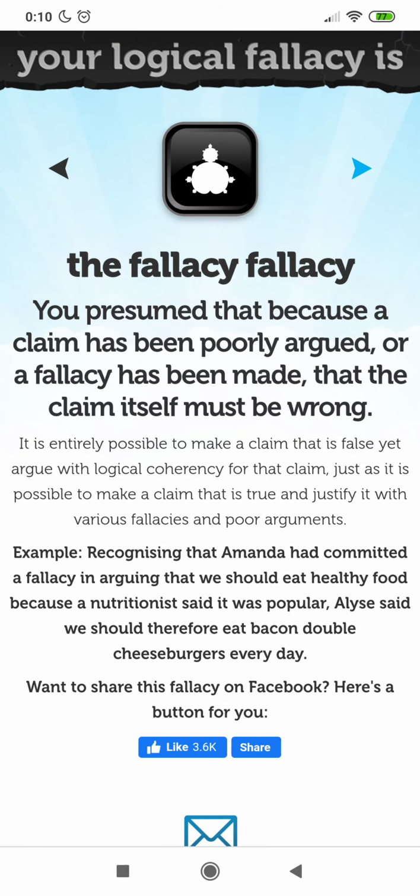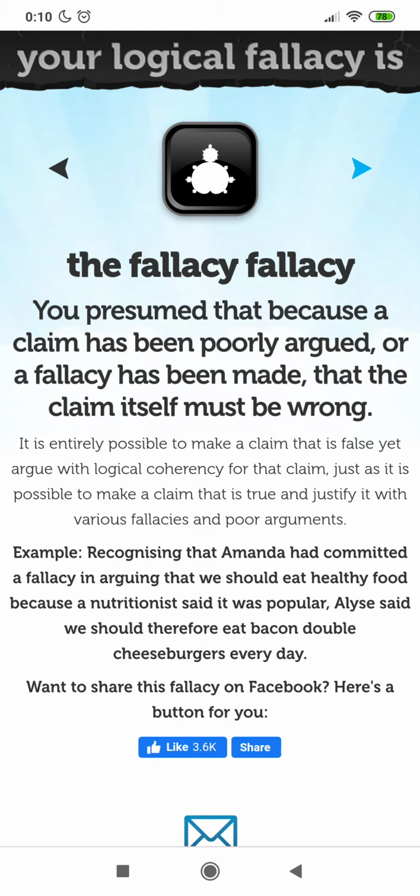The fallacy fallacy. You presume that because a claim has been poorly argued or a fallacy has been made, that the claim itself must be wrong. It is entirely possible to make a claim that is false, yet argue with logical coherency for that claim, just as it is possible to make a claim that is true and justify it with various fallacies and poor arguments.